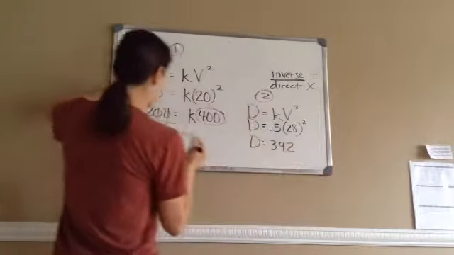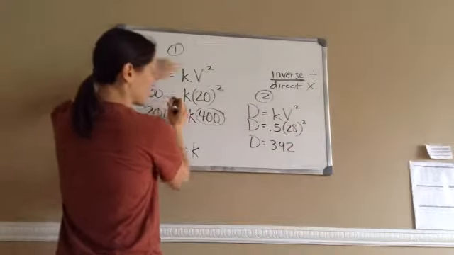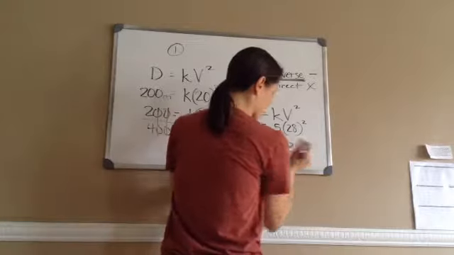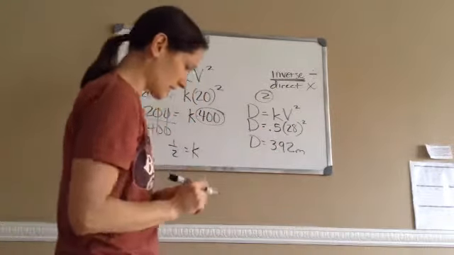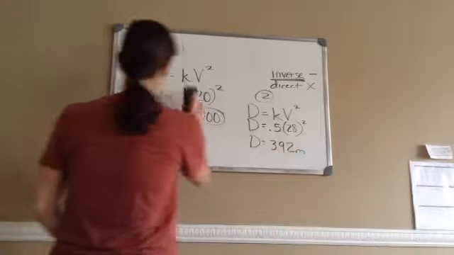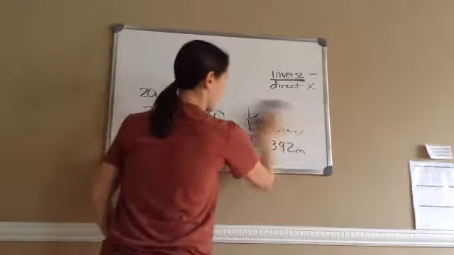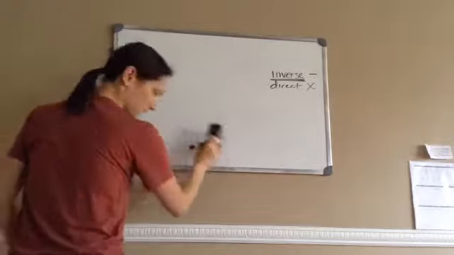And because we were talking about 200 meters for the distance, we know that the distance also is in meters. Okay? So 392 is the distance on that one. All right, let's do a few more of these problems so you can get it. Make sure you're understanding it.